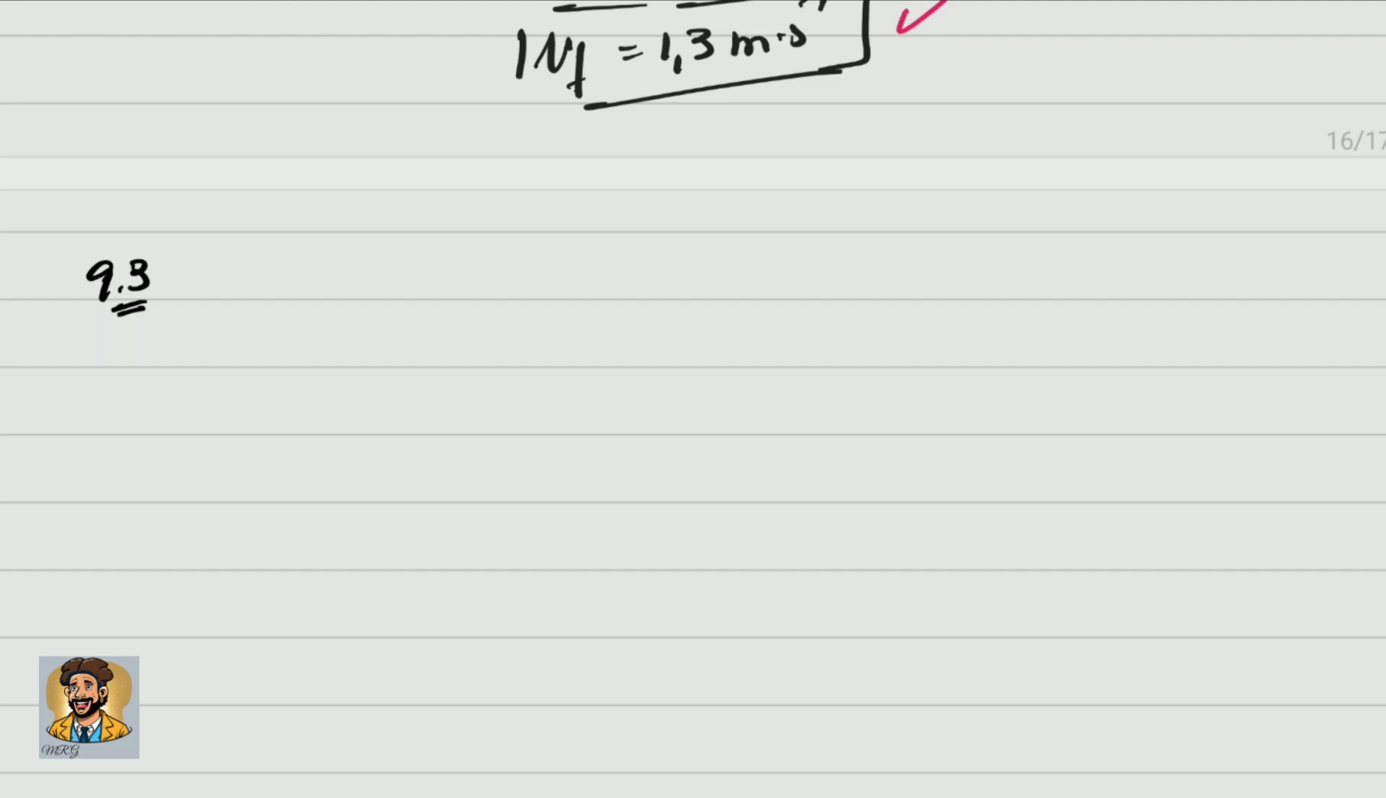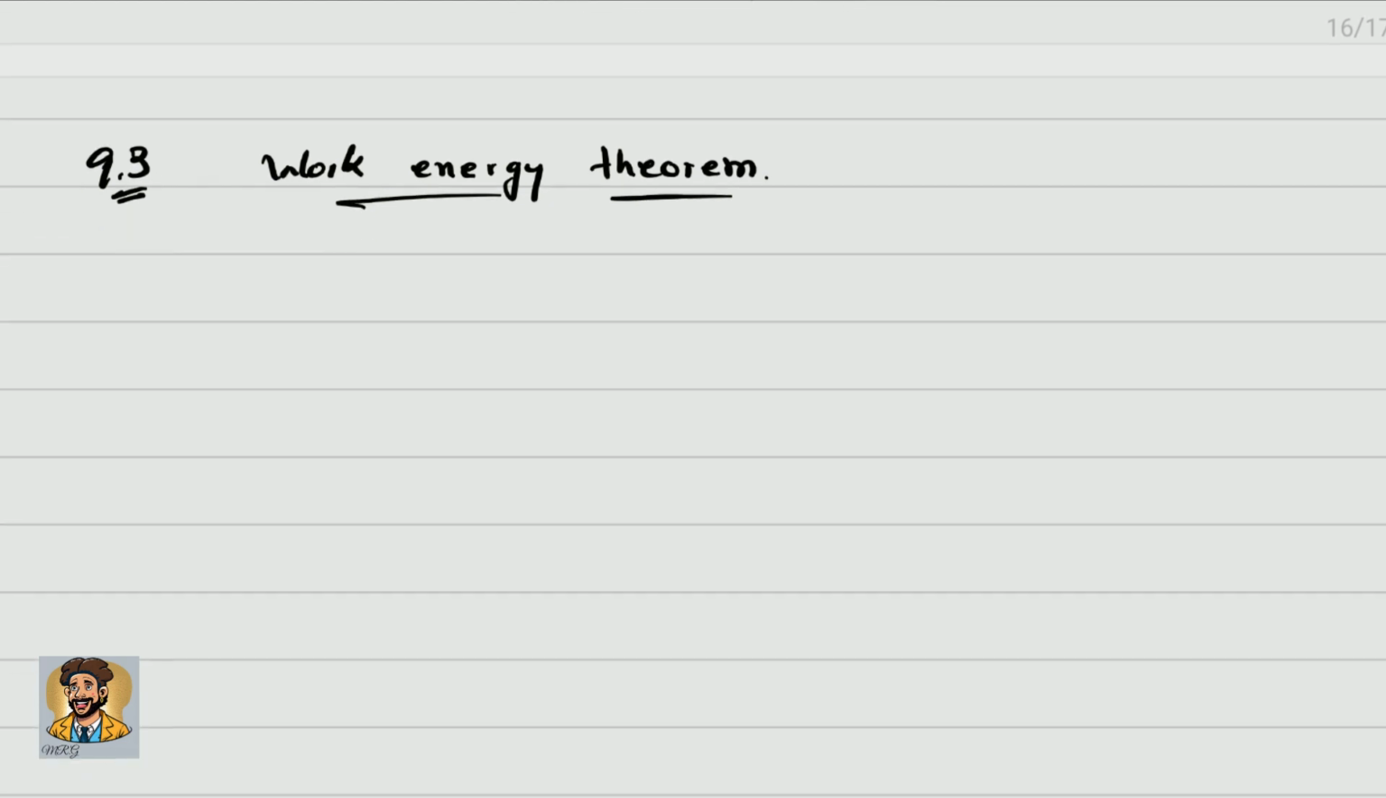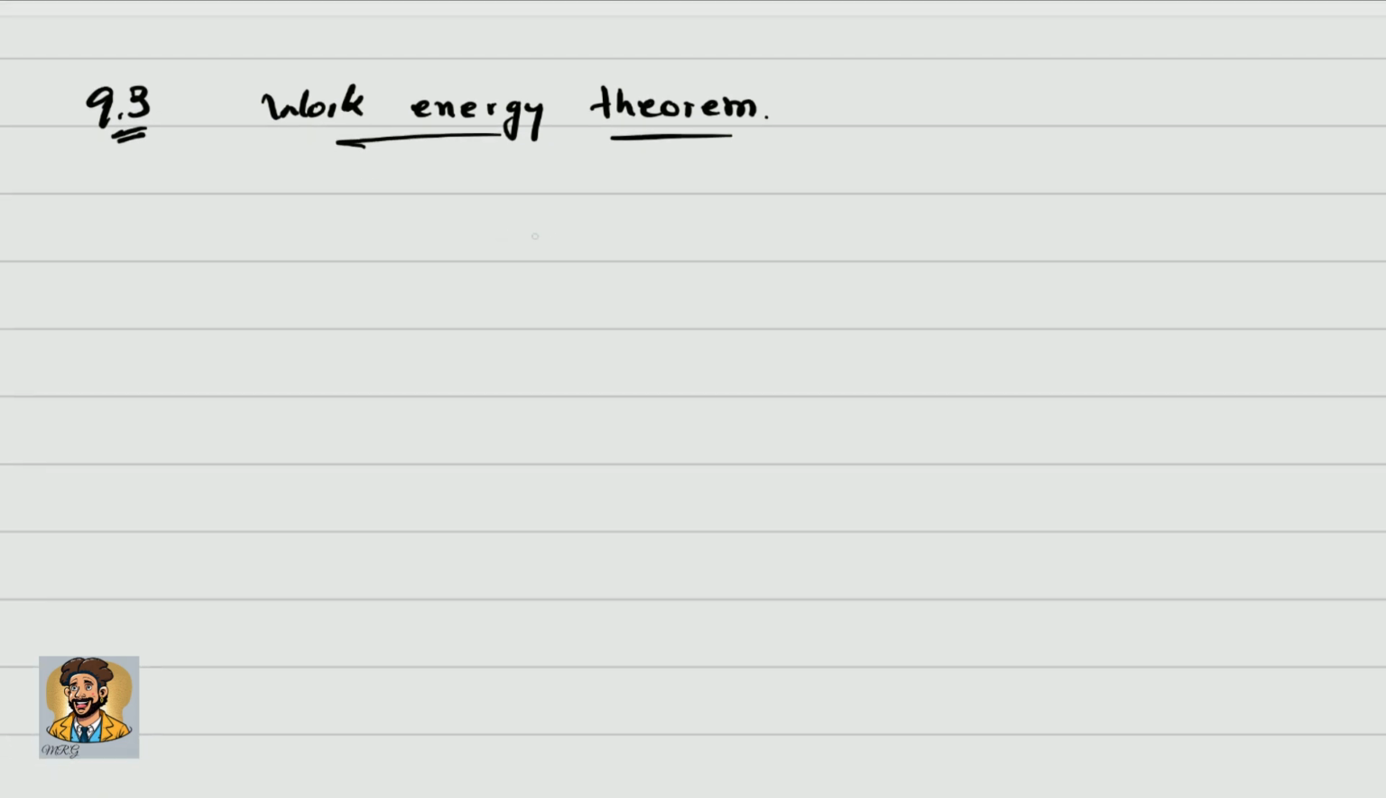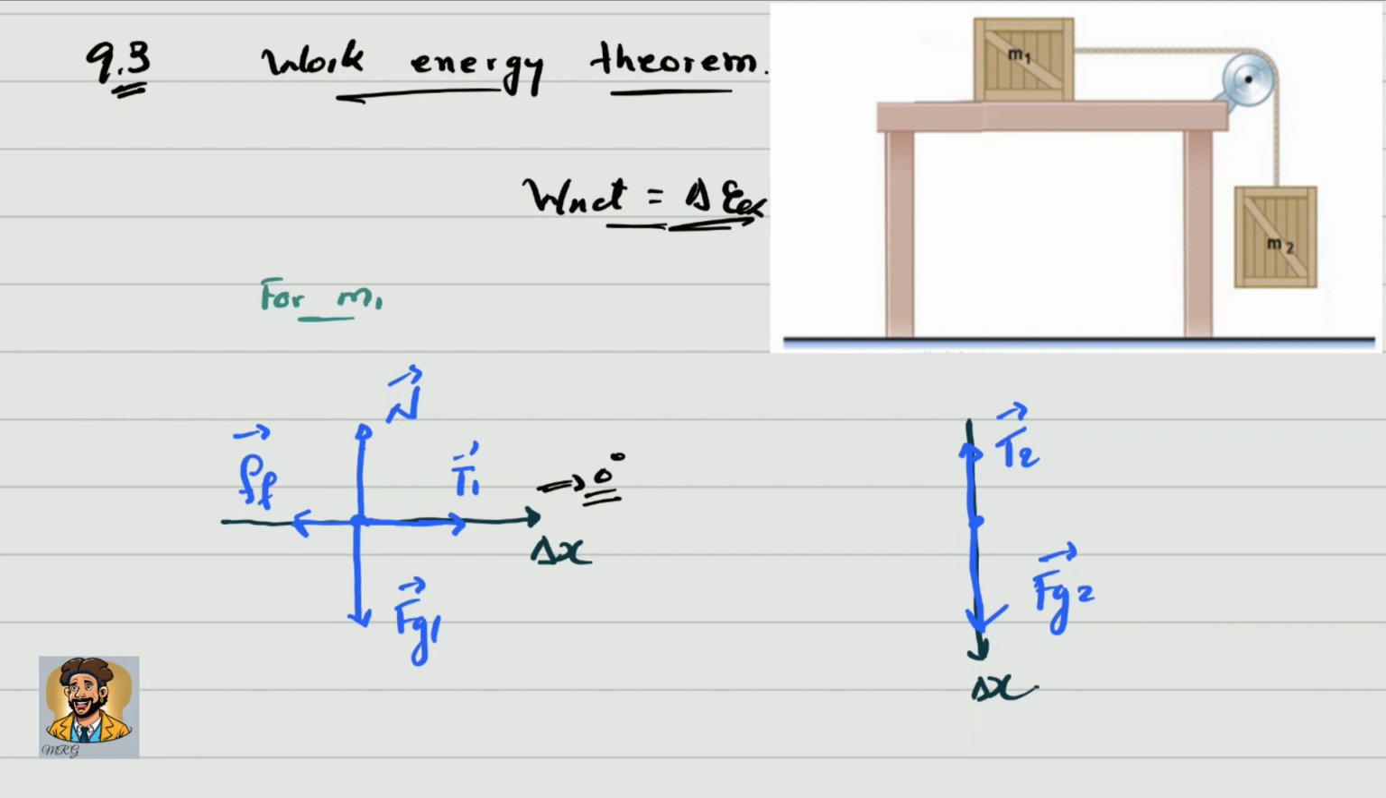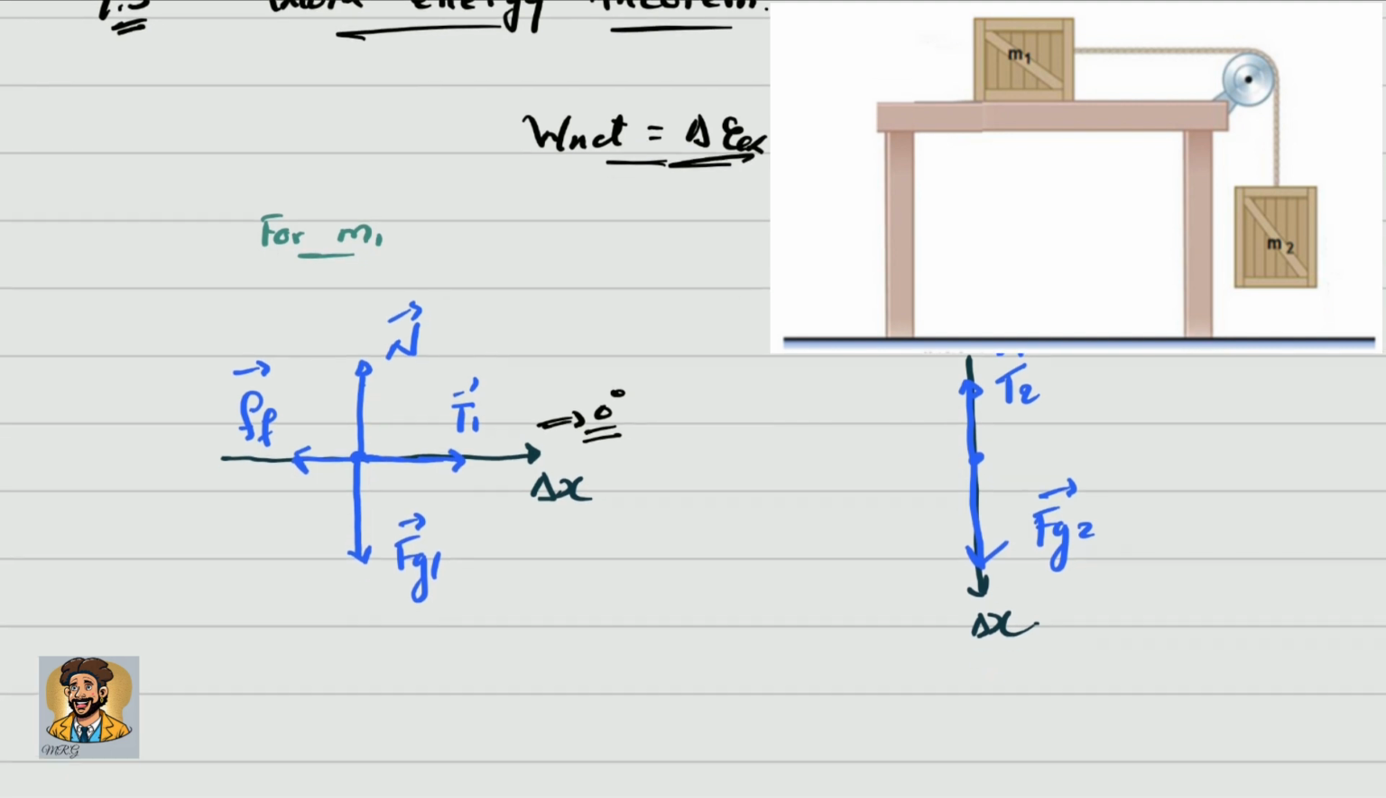So in this case, we're doing the work energy theorem. We start with the work done by the net force is equal to the change in kinetic energy. Now here is the free body diagram on both blocks. Because we're working with the net work, we need to know the work done by all the forces, which will be the addition of the work done by all the forces on both blocks.